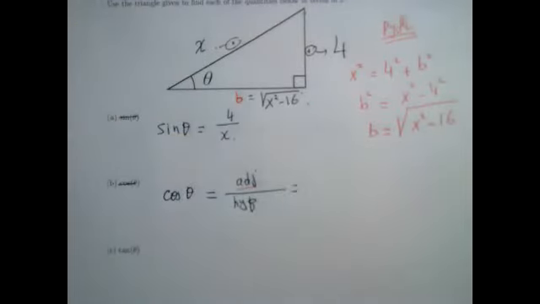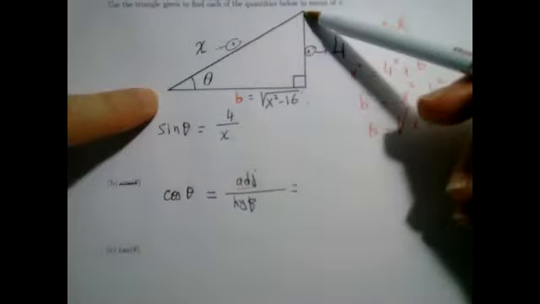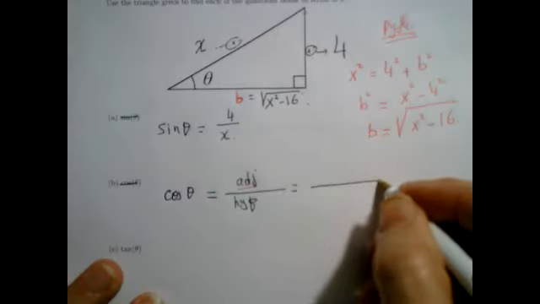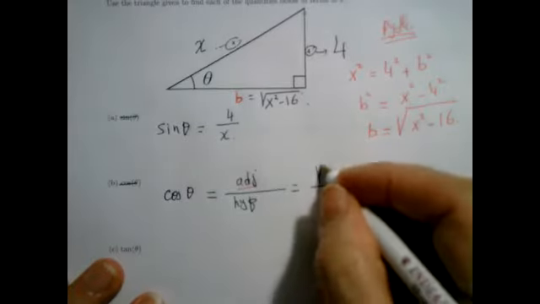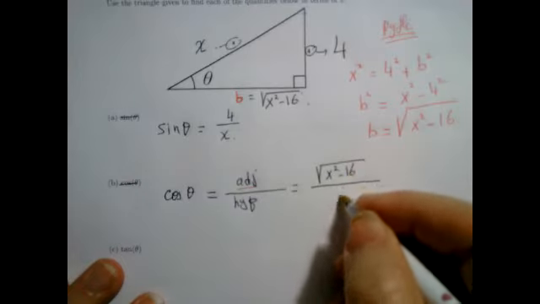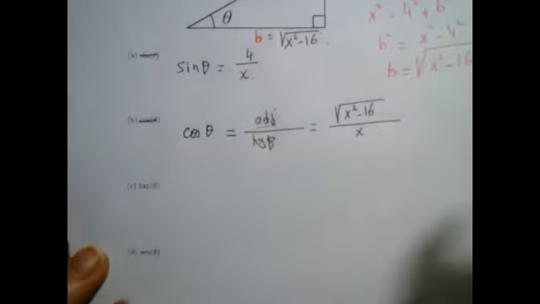All right, so even though I did not give you one side, we don't have to give you all the sides. If we give you two sides in a right triangle, we can figure out the third side very easily. So now the cosine is the square root of x squared minus 16 divided by x. Now, what's the tangent?